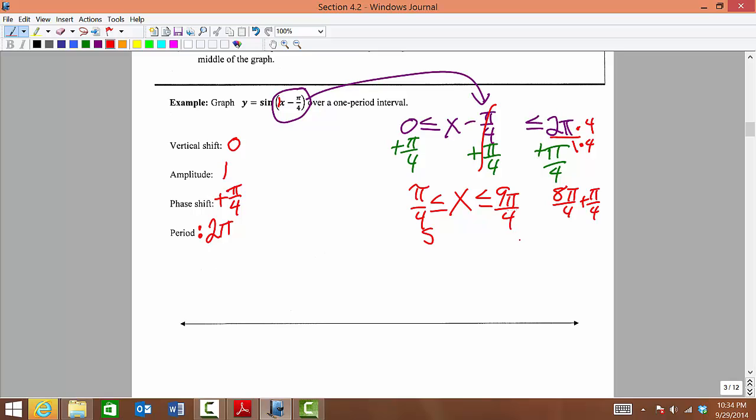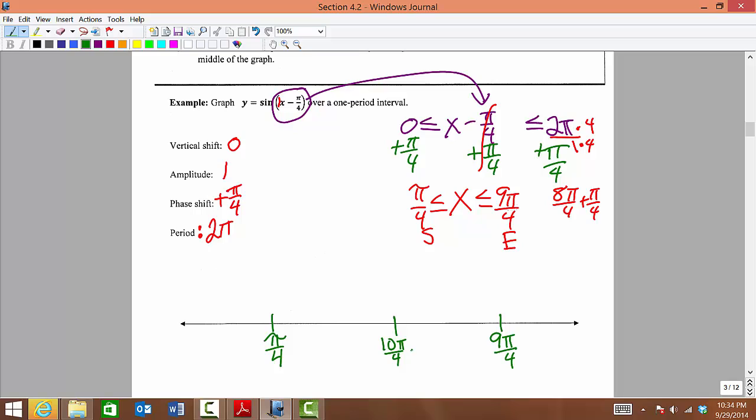So the starting point and the ending point are now going to look very different than they did before. So our whole entire graph is now being shifted over to the right. The starting place is now at pi over 4, and the ending is now at 9 pi over 4. Now we're going to add these values together and divide by 2 or multiply by 1/2, same thing. We're going to add the values together and then we're going to half it. So what is pi over 4 plus 9 pi over 4? Well, that would give 10 pi over 4.